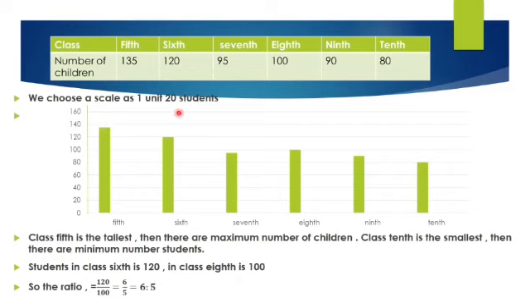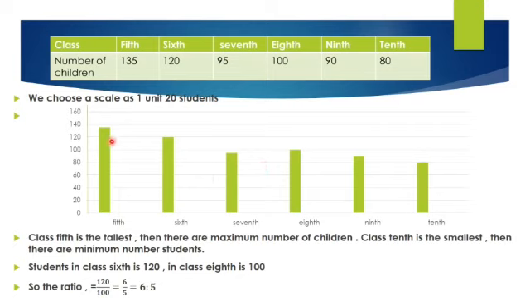And the next one, in class 6th, 120 students are there. Then it is very easy for that. 1 unit per 20 students. In that way, 20, 40, 60, 80, 100 and 120. It is very easy for you. Then in that way, we can find all the bars for these classes. Then we can easily find the answers to those questions.